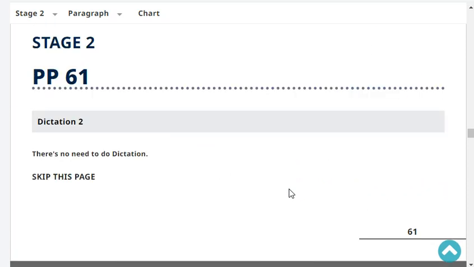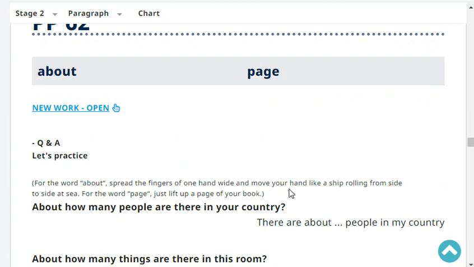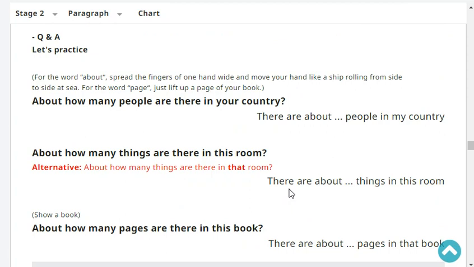Okay, so let's start. Okay, here we go. About how many people are there in your country? There are about 100 million people in my country. Very good. About how many things are there in this room?